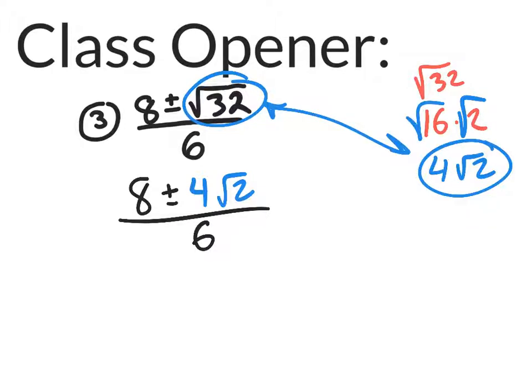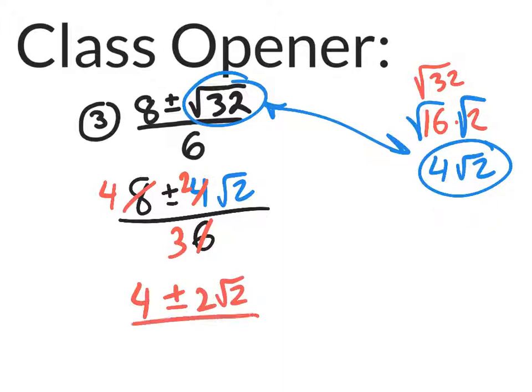What am I going to reduce this entire fraction by? 2. By 2. So if I reduce the 6 by 2, I'll have a 3. If I divide 8 by 2, I'll have a 4. If I divide 4 by 2, I'll have a 2. So there's my answer, 4 plus or minus 2 square root of 2 over 3.